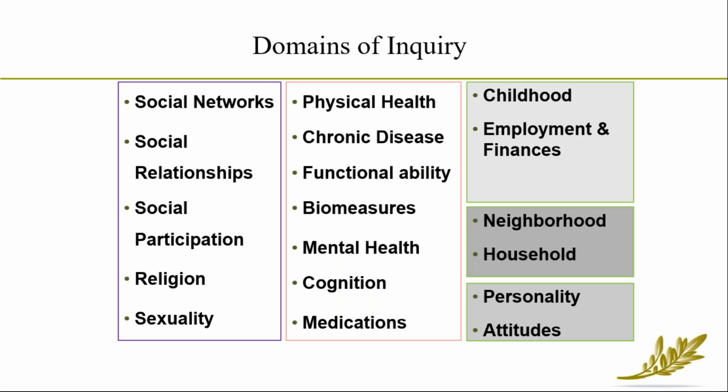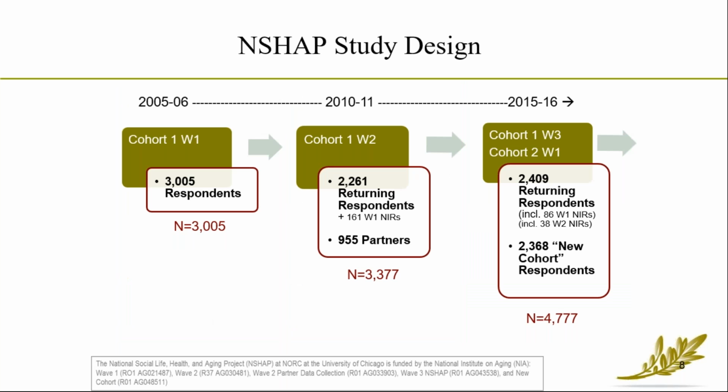From a contextual and lifespan approach to health, you see in NSHAP measures of childhood experiences, employment, income and health, wealth, and respondent perceptions and interviewer assessments of the household and the neighborhood. NSHAP also probes respondents about their attitudes on a range of topics and obtains assessments of the 5 main personality traits.